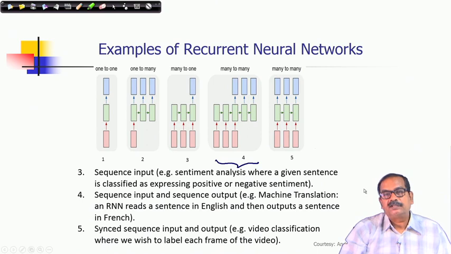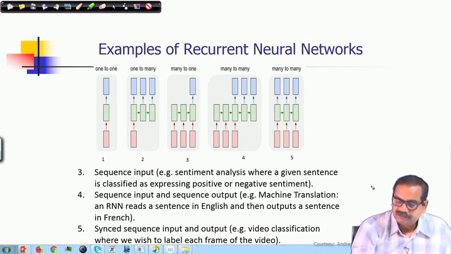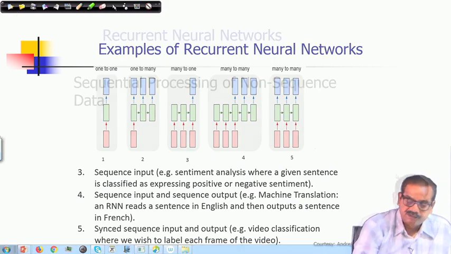You have this synchronous input-output sequence, and it could be video classification for labeling each frame of the video. So, these are some examples of the use of RNN in different applications.